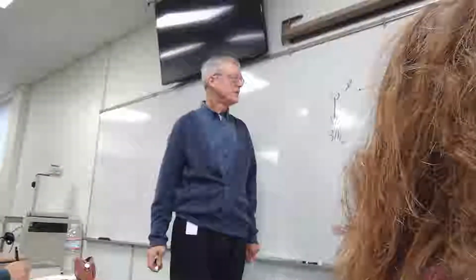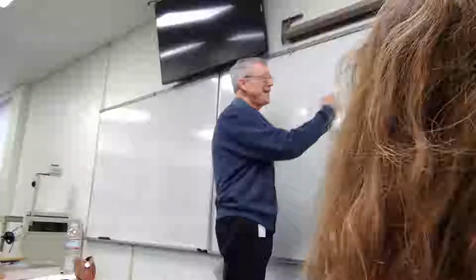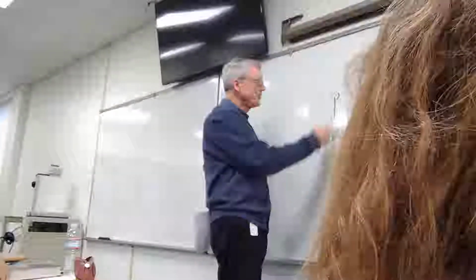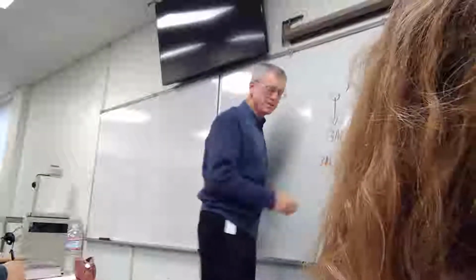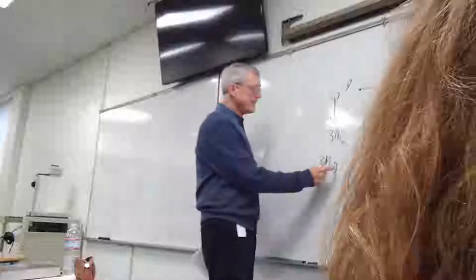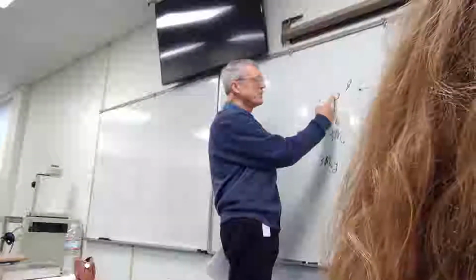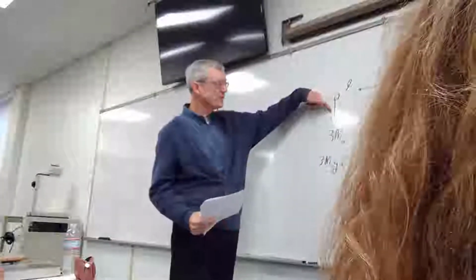Okay, so let's do that. Here's the pivot point. So let's add up all the torques. That's the first thing, add up the torques. Well, this torque is 3 m_0 g. Don't forget it's a force, so technically it's mg. And its distance from the force to the pivot point is L. Okay, so that's the torque from this force.